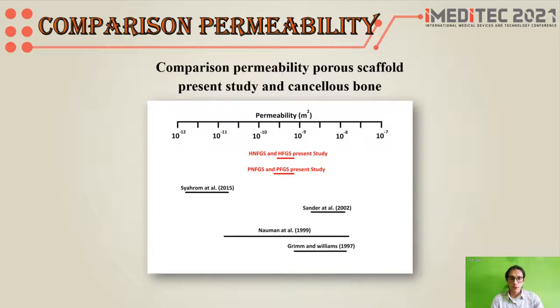In this picture, the permeability of the scaffold in this study, shown with red text, is compared with previous studies on cancellous bone by Grimm and Williams, Neumann et al., Sander et al., and Sharom et al. Our results are within the range of cancellous bone.